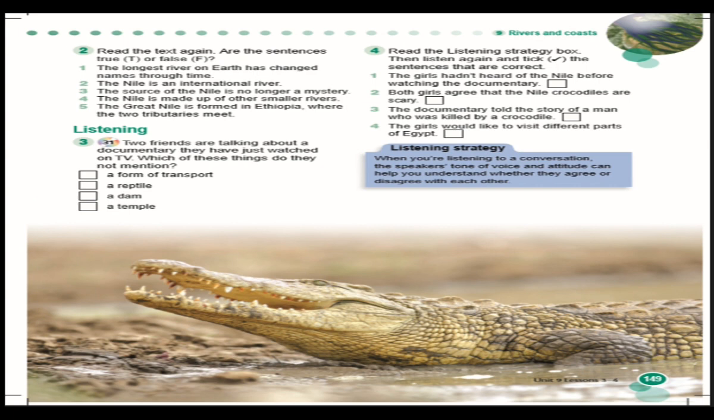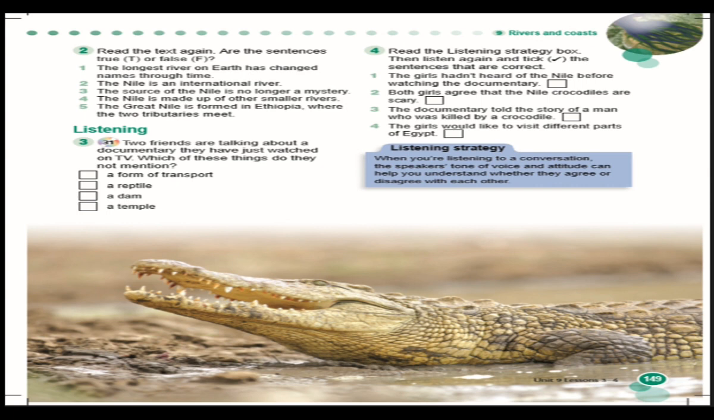Number 1, the longest river on earth has changed names through time. It's true. The second, open your course book and write the answers in your books, please. Number 2, the Nile is an international river. No, it's not. So this is false. Number 3, the source of the Nile is no longer a mystery. It's false. It is still a mystery.